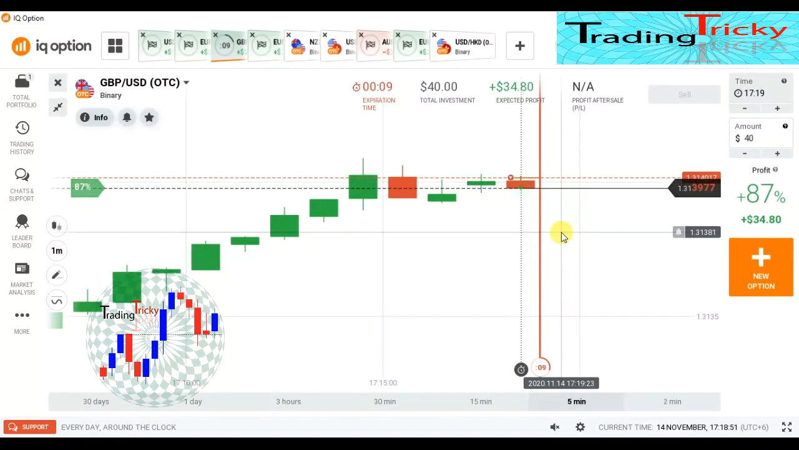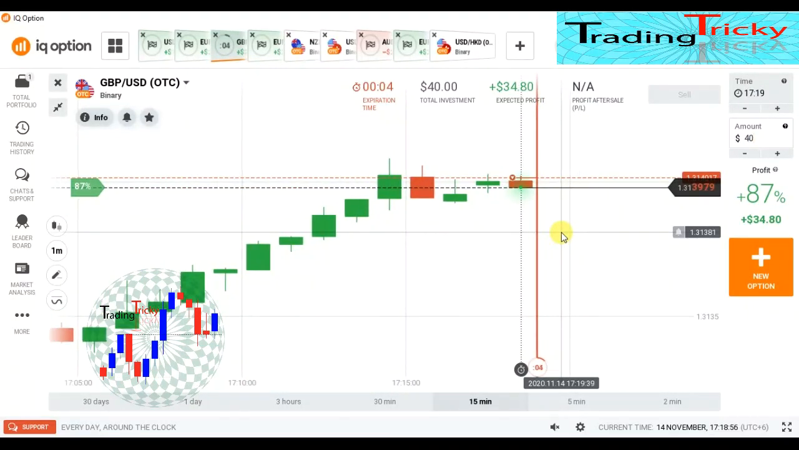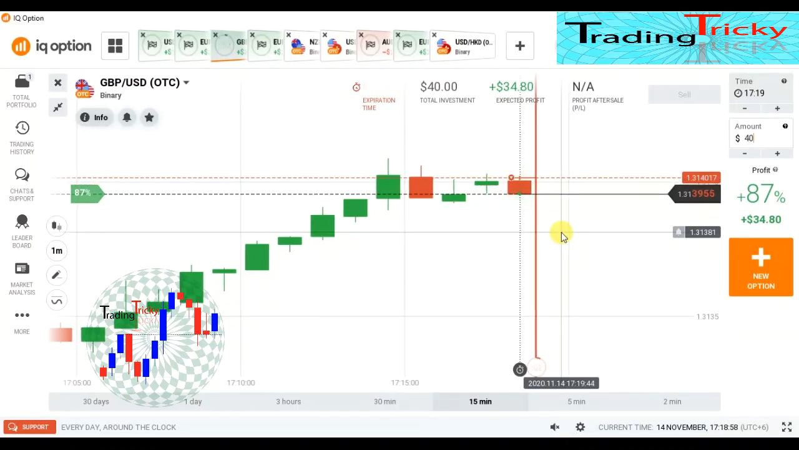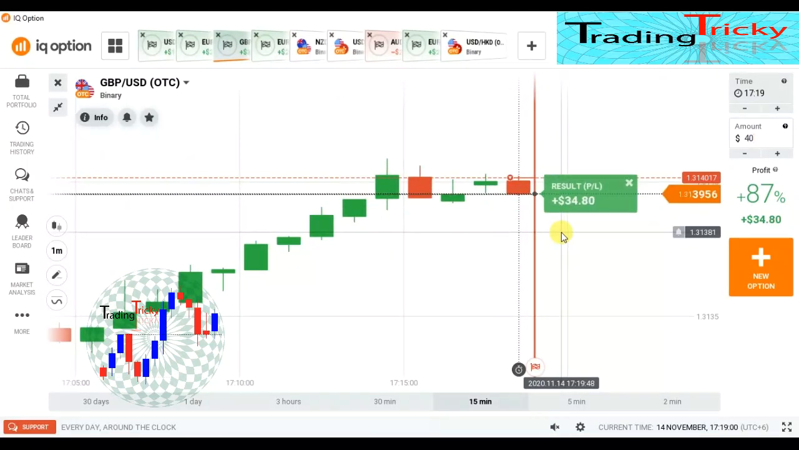As I told you, if I win the trade, I will stop trading for today. I think I am going to win the trade. So till now, I have placed 6 trades, and I have only one loss.